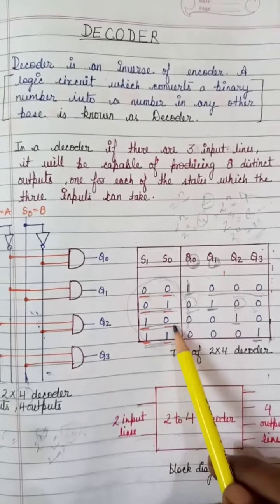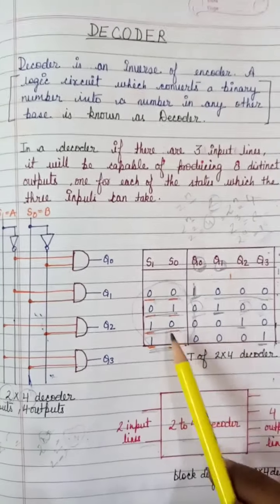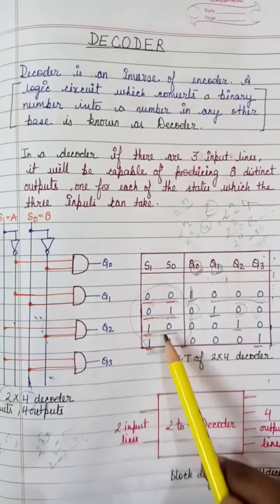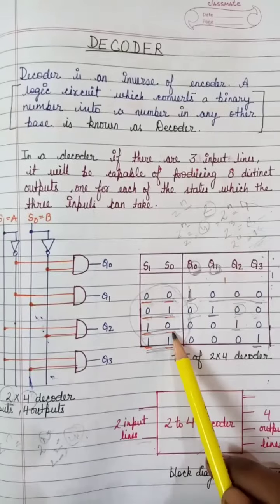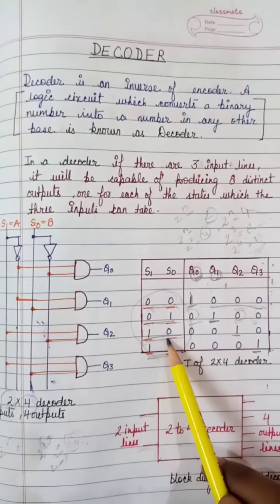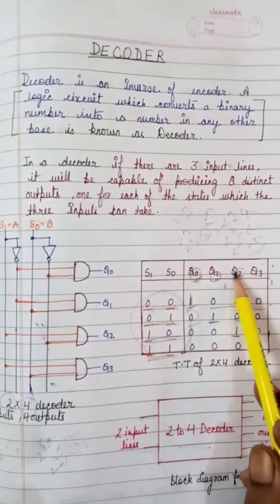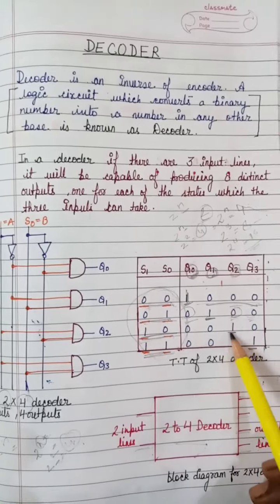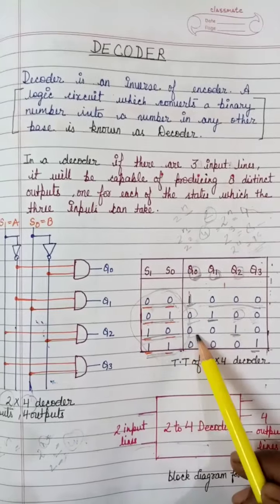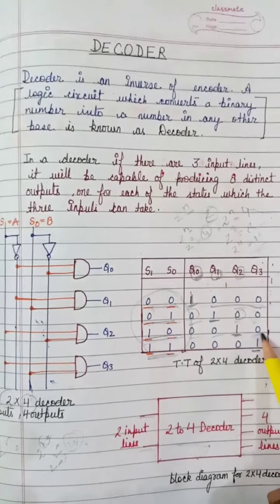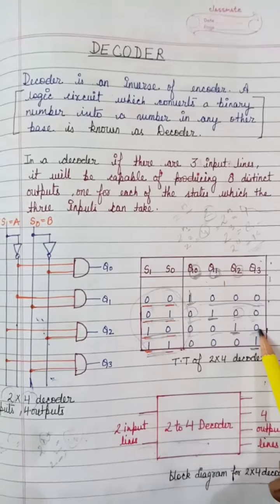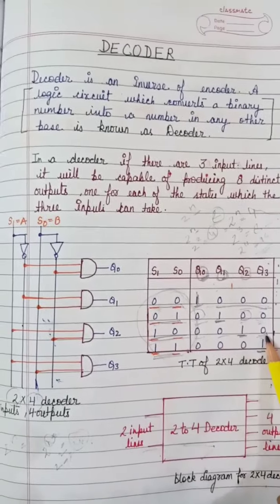Now come to 1, 0. This is binary equivalent of 2. The decimal equivalent of this binary word will be 2. So, in Q2 column there will be 1 and the rest of the output lines will be 0, low.